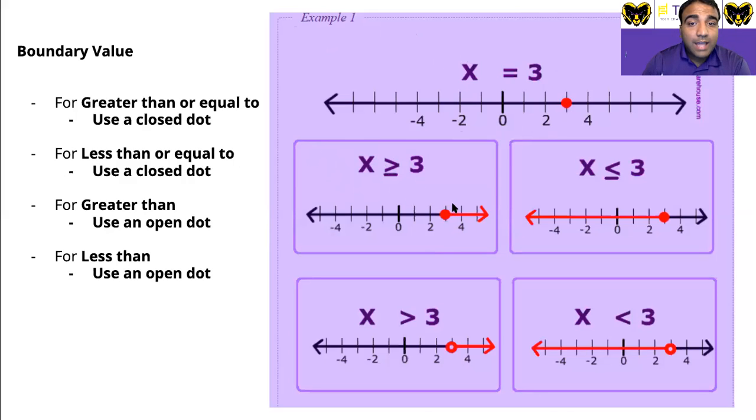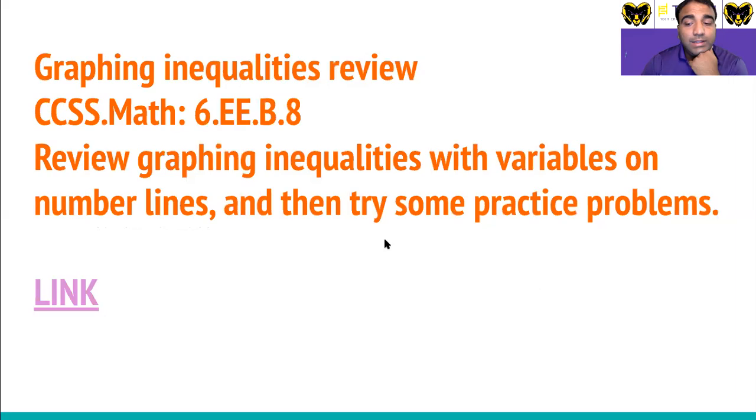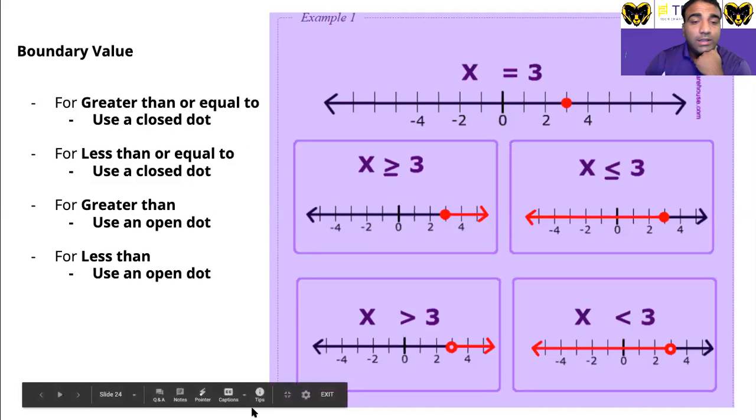However, if it does not include 3, what if you're looking for everything strictly greater than or strictly less than? Then you would use an open dot to show that you're not including that number. But you still draw the arrow to show which numbers are true. So for x has to be greater than, you can tell by the big symbol, we want all numbers greater than 3. If it's less than, we want all numbers less than 3. So we shade in everything below. And yeah, that's it. That's it for the day.